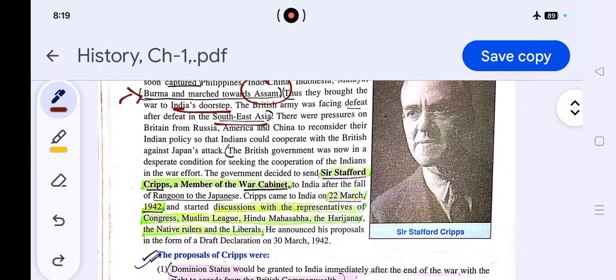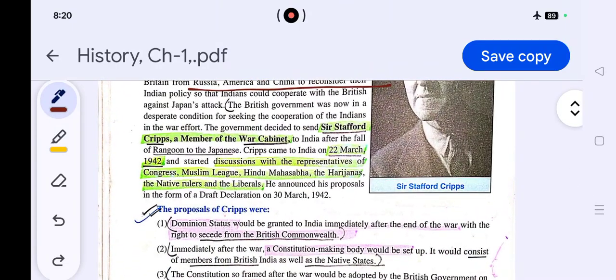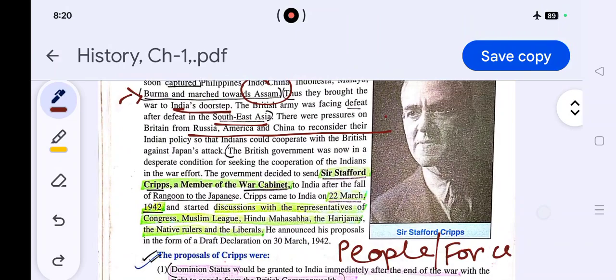There were pressures on Britain from Russia, America, and China to reconsider their Indian policy so that Indians could cooperate with the British against Japan's attack. The British government was now in a desperate condition, seeking the cooperation of India. Why the cooperation of India in the war effort? Because India could provide them with what they wanted, that is, manpower, because they needed a better force to fight the war, and India could supposedly give them that. Hence, they were seeking cooperation, okay?